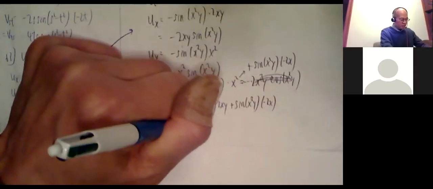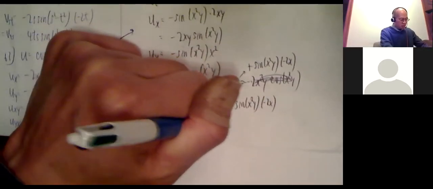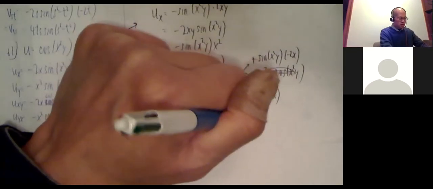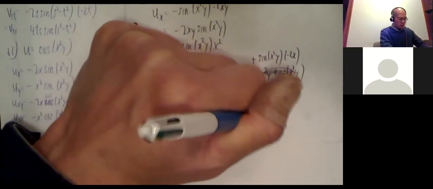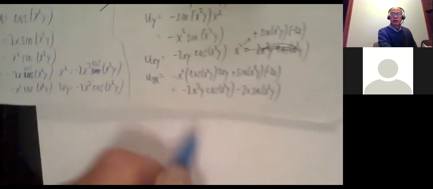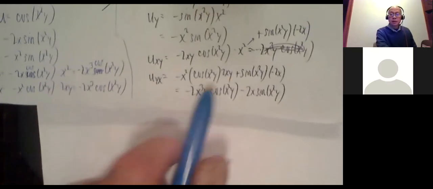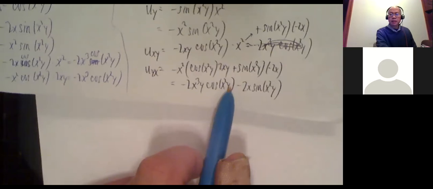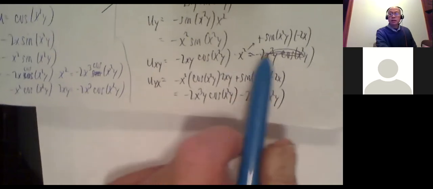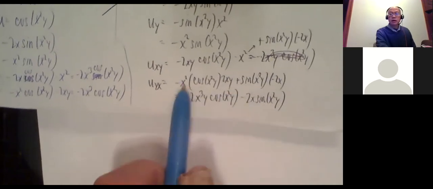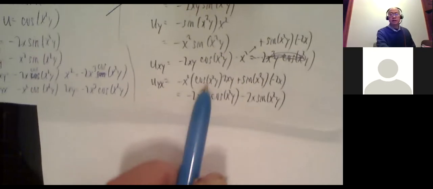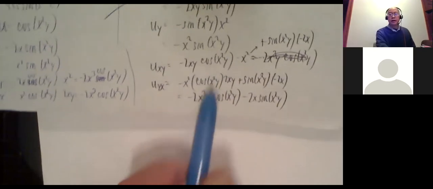Okay, so if I don't mess up anymore, negative 2x cubed y cosine of x squared y minus 2x sine x squared y. See, negative 2x cubed y cosine x squared y minus 2x sine x squared y. Okay, let's look at negative 2x sine x squared y, negative 2x cubed y cosine x squared y. Okay, so they do match. So I think I finally got it.